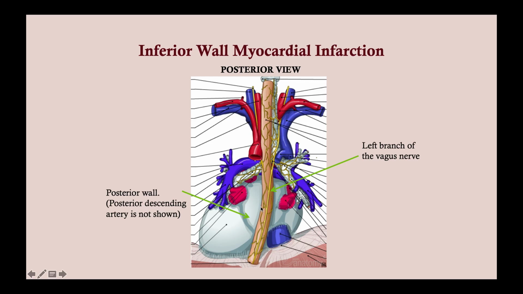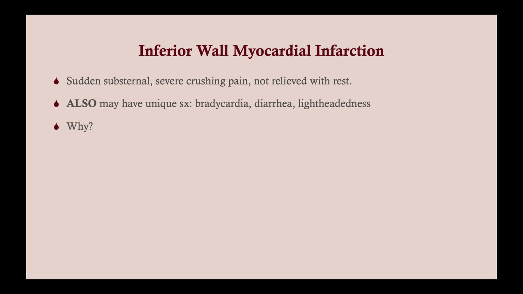But when it comes down and comes around that area that's irritated and ischemic, that nerve becomes irritated itself. And that's a vagus nerve. And the vagus nerve has all sorts of roles in parasympathetic innervation and your digestive tract. And so it causes these symptoms of bradycardia, diarrhea, and lightheadedness. So inferior wall MI, consider those symptoms.